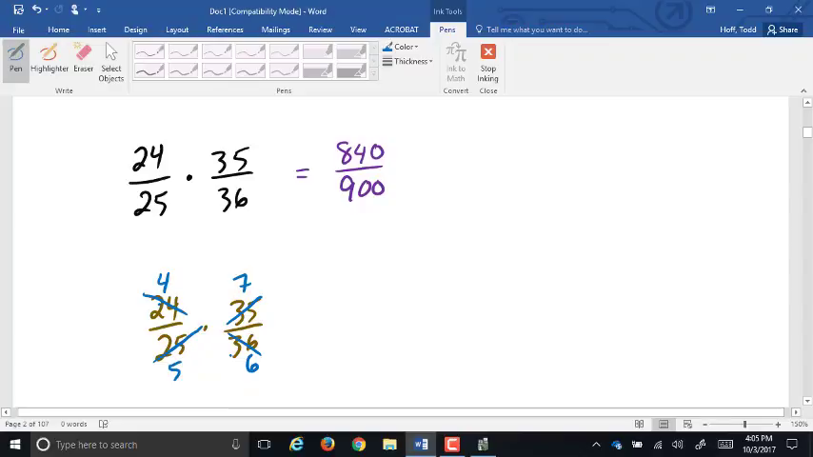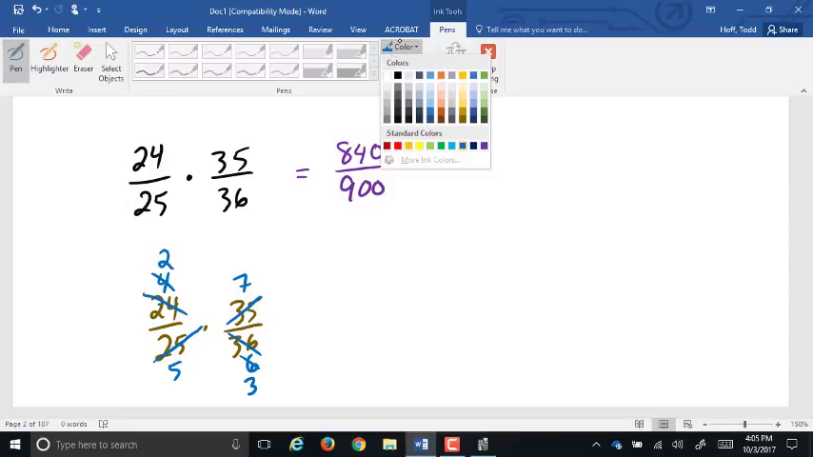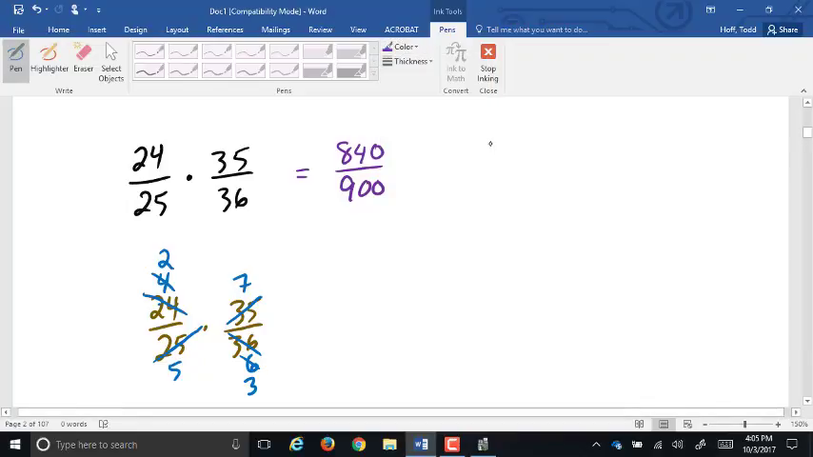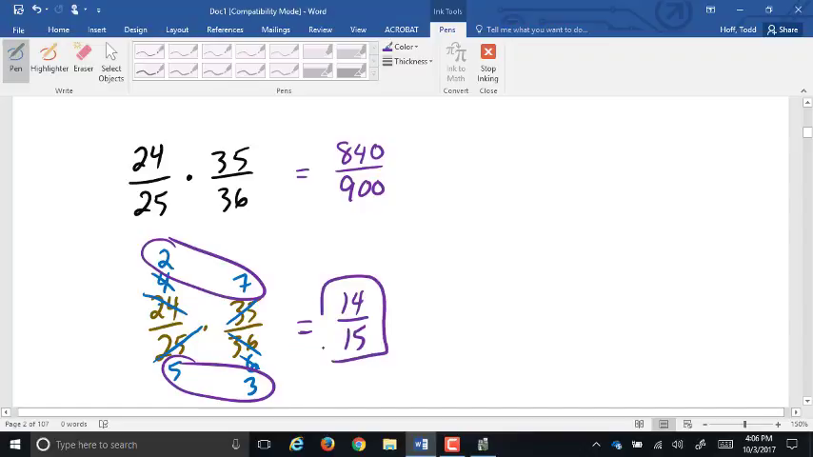Now we look at those, 4 and 6 can still both be divided by 2. 4 divided by 2 is 2, and 6 divided by 2 is 3. Now there's nothing more that can reduce, so we'll multiply. 2 times 7 is a numerator of 14. 5 times 3 is a denominator of 15. We get 14/15.